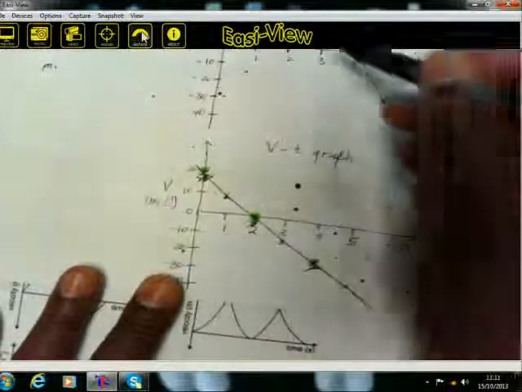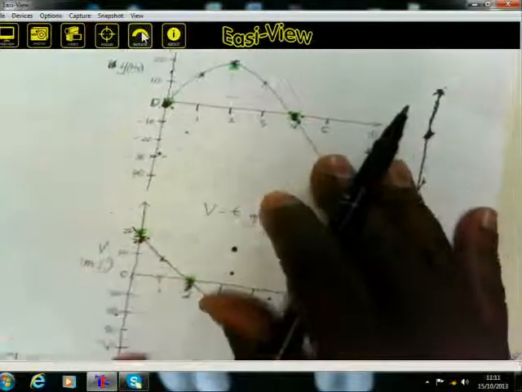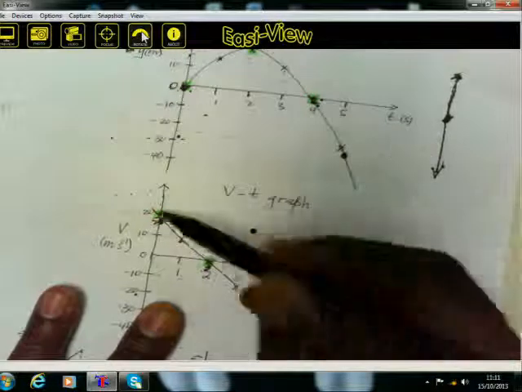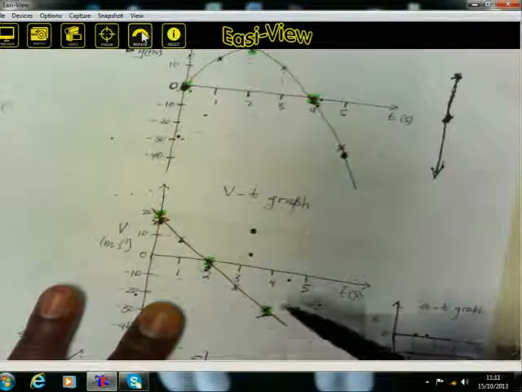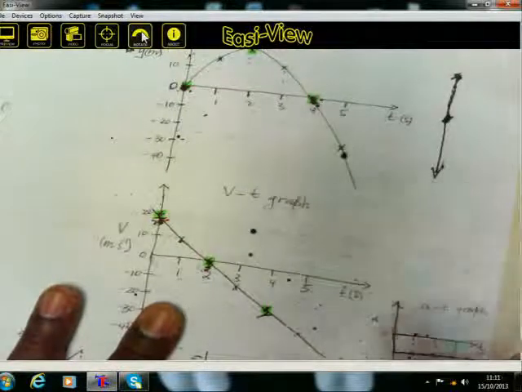Perhaps now the idea of this activity comes into play when we deal with these questions. Now we realize how important our understanding of the position time graph and the velocity time graph, and the relationship thereof, is in assisting us in trying to work out questions.